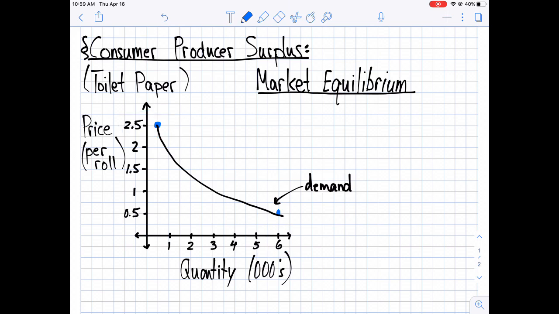So maybe we end up having something like this, where, let's do it right here. If the price is $2.50, maybe we have 5,500 rolls of toilet paper being made. Okay, and then down on the other extreme, if the price is very low, if it's 50 cents per roll, then very few people are going to want to make toilet paper knowing that they can't get a good price for it. So let's suppose that maybe only 1,000 rolls will be made and supplied if the price is low.